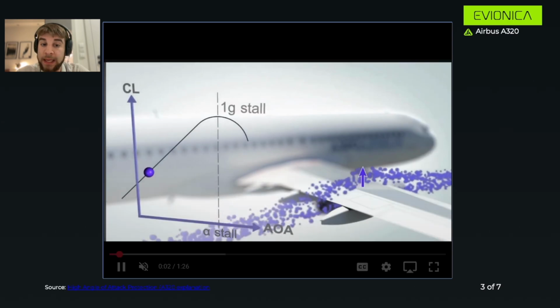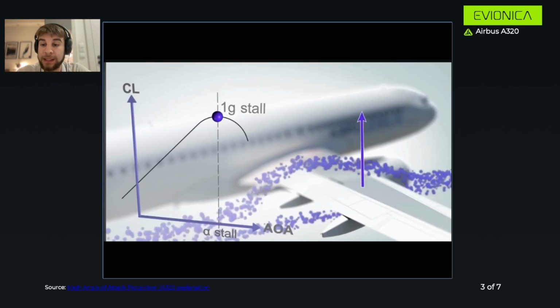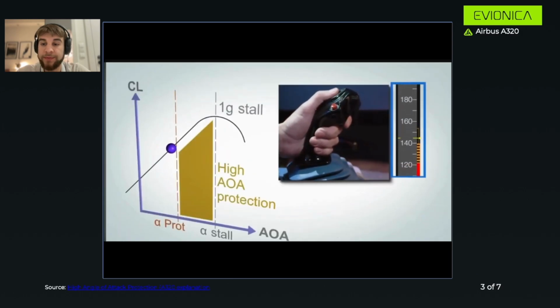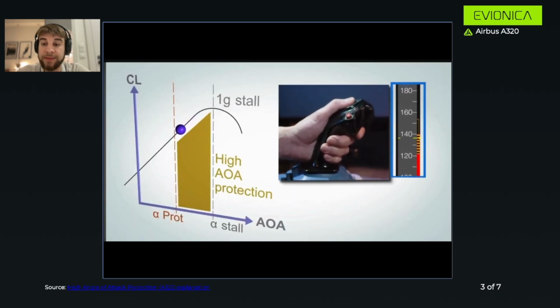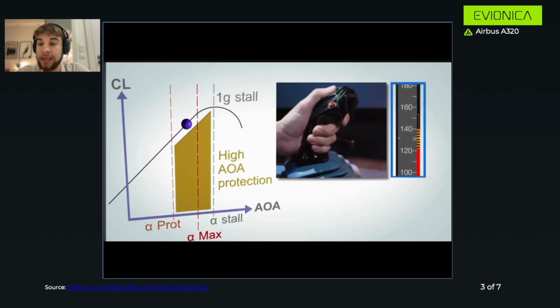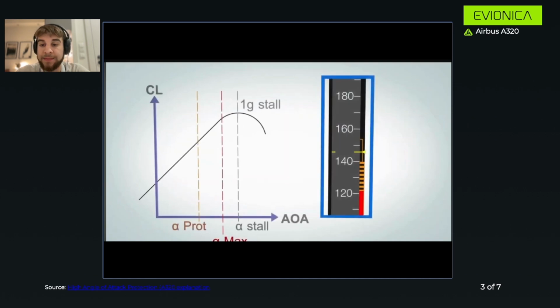As the angle of attack increases, lift also increases until it reaches a maximum value, which defines the stall condition. High angle of attack protection prevents the aircraft from reaching this limit. In normal law, when the angle of attack exceeds alpha prot, the protection activates, and without pilot input, the aircraft stabilizes at this value. With aft stick input, the pilot can increase the angle of attack further, up to alpha max. This maximum value cannot be exceeded, even with full aft stick.